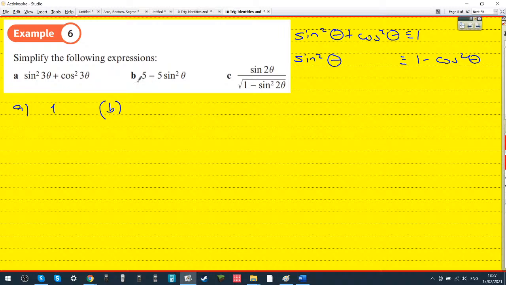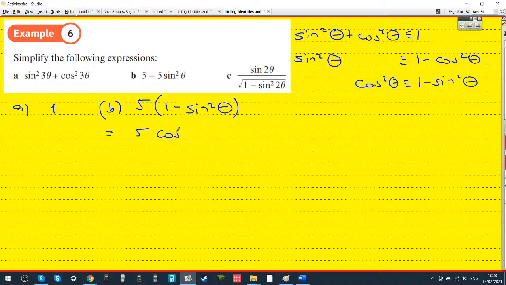And so factorize out 5. What do you get? Or actually, what if we made cos squared theta the subject? What would you get? 1 minus sine squared. Yeah. And in this one, factorize out 5. What do you get? 1 minus sine squared theta. Okay. And simplify. What is that the same as? 5 cos squared theta. Correct. 5 cos squared theta.